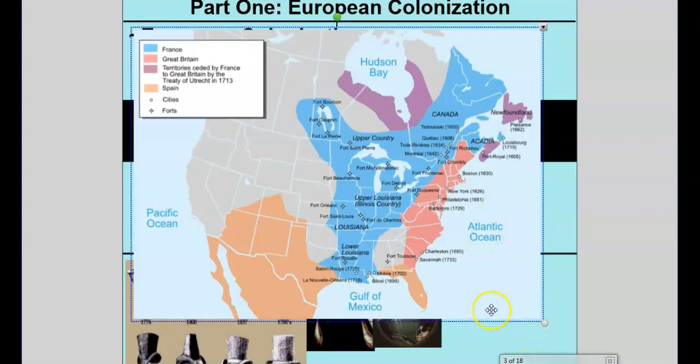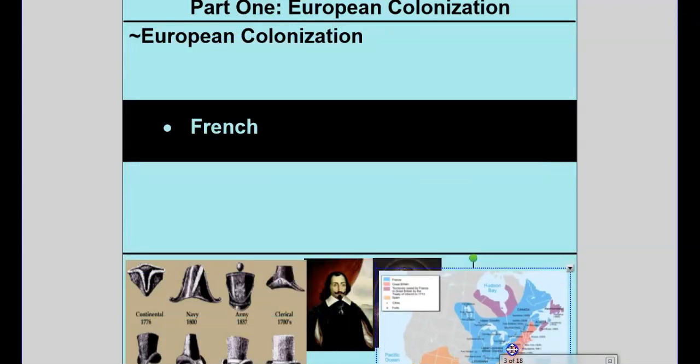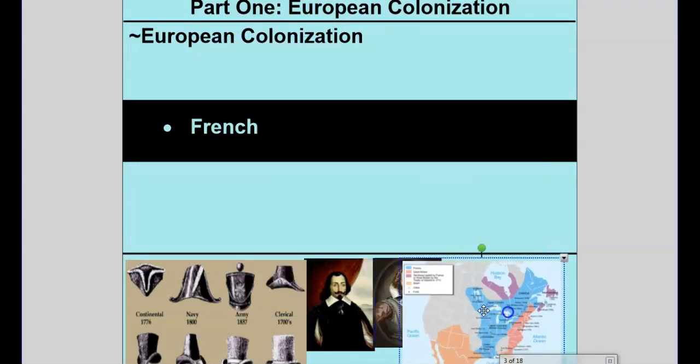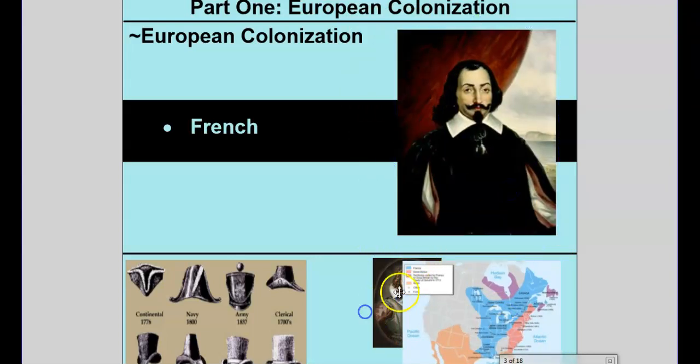Now, the first French colony is Quebec. You can see it right here. Quebec is founded in 1608 by Samuel de Champlain, nicknamed Father of New France. He picked a good location here along the St. Lawrence River, and that's where France is going to gain its foothold in North America and start developing a civilization. Here's Samuel de Champlain, kind of like a poor man's Johnny Depp.